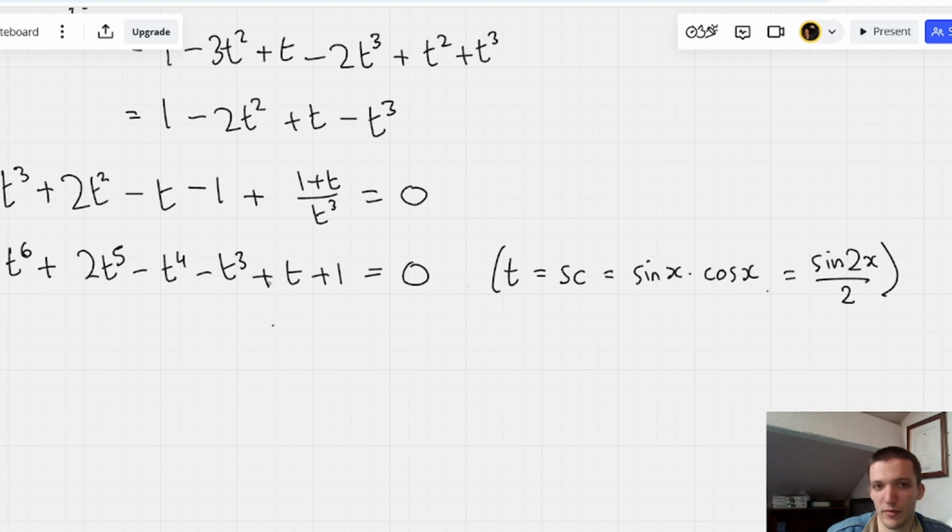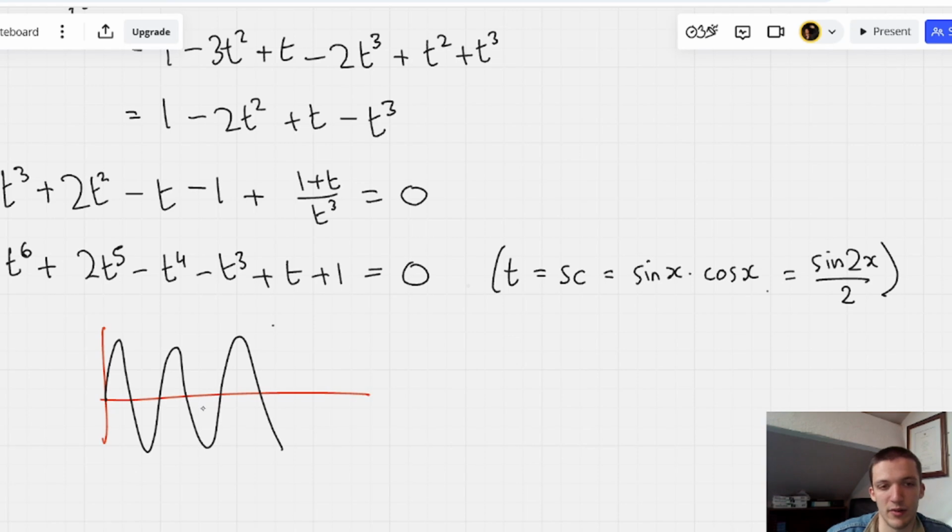Well, let's figure out what the range of t is. So t is sine of 2x over 2, right? If I draw a graph of what that looks like, sine of 2x is going to be a bit like sine of x, but more like this, so quite a high frequency compared to sine of x. This would be pi just there. So divide by 2, that's going to decrease the amplitude, which is going to look like that, right?